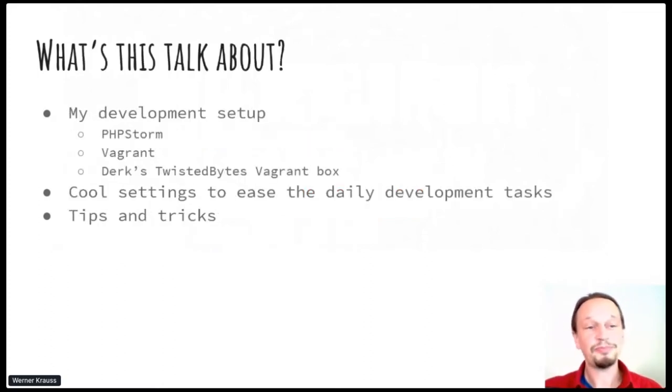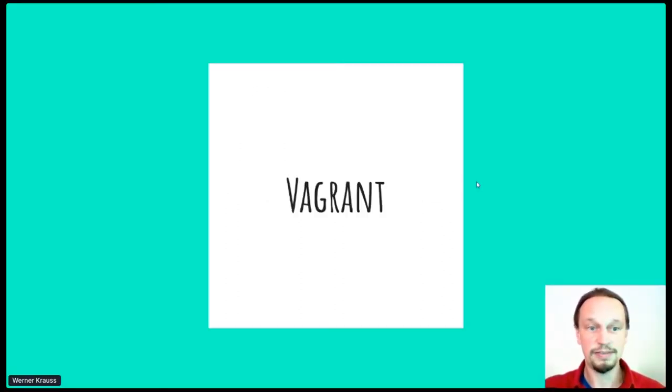So what's this talk about? It's about my development setup with PHPStorm, the IDE, the Integrated Development Environment, and Vagrant for setting up virtual machines, and especially about Dirk's Twisted Bytes Vagrant box, which comes very well pre-configured for my daily usage. Some settings I found to be very practical, and some tips and tricks.